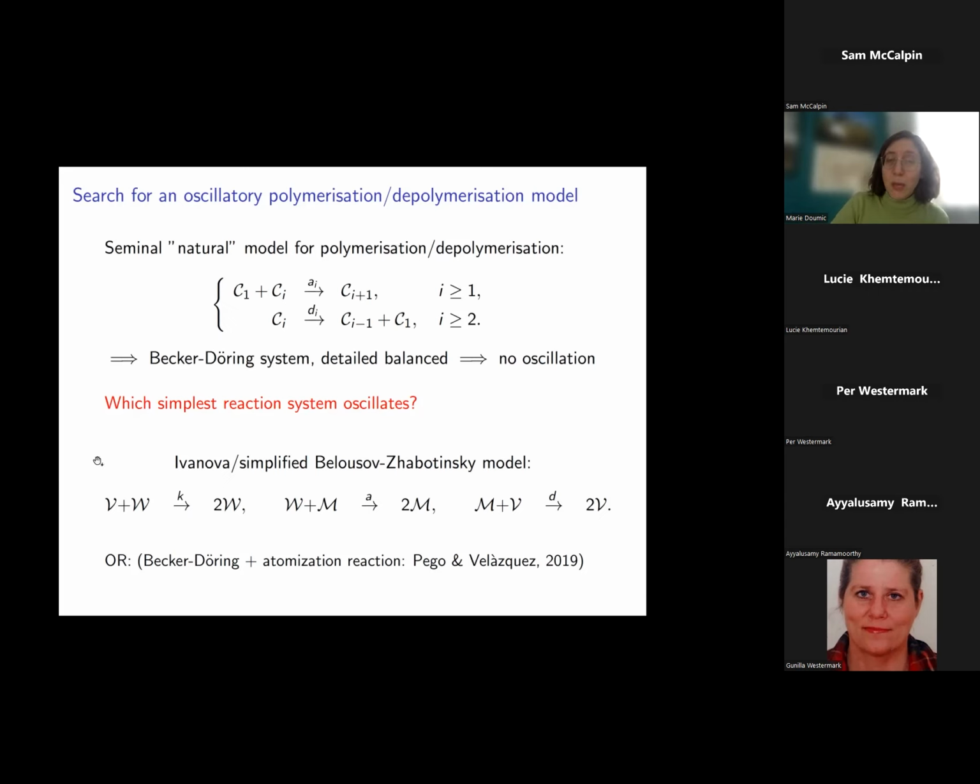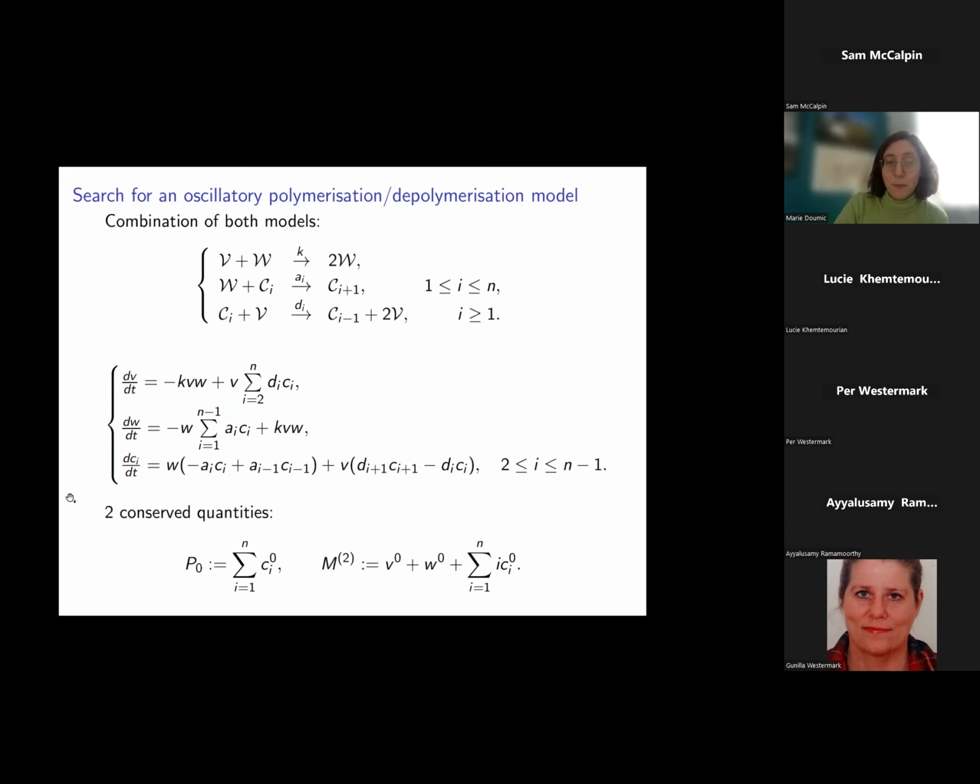So our idea was to mix these two kinds of systems. And here is what we proposed. It's exactly the same Becker-Döring system. W plus Ci gives Ci plus 1, polymerization. But instead of having the normal depolymerization, which is Ci gives Ci minus 1 plus V, we proposed a catalytic depolymerization, meaning that Ci needs to react with V, which attaches maybe a little, and which then detaches with another V. So it's Ci plus V gives Ci minus 1 plus 2V.